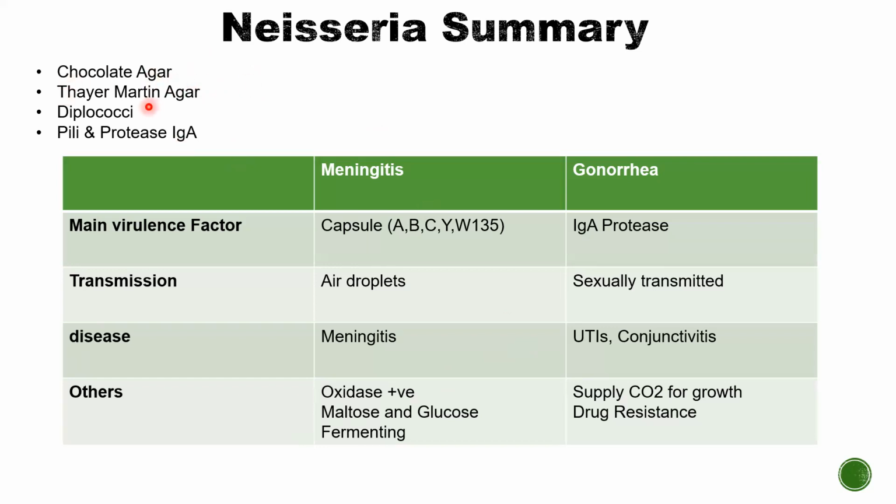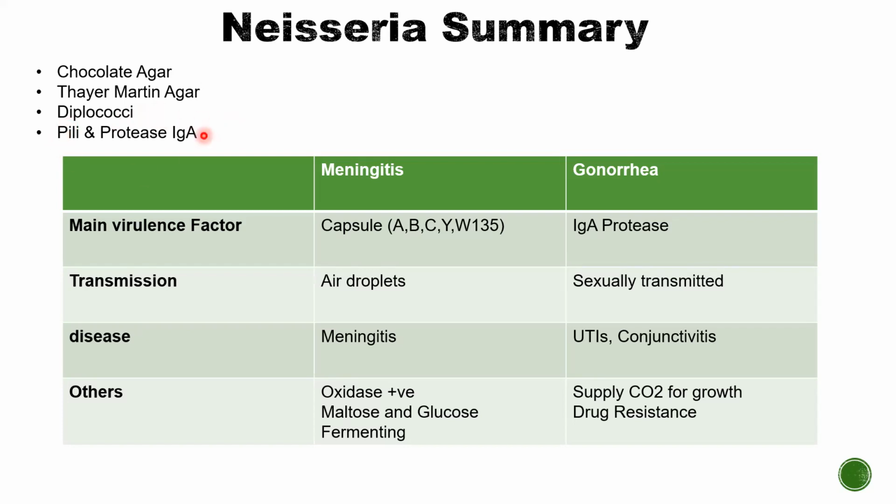So remember, Thayer-Martin, "Martin went to Syria." Okay, so this is very selective for Neisseria species or genus. The chocolate agar is an enriched nutrient agar. So again, what is chocolate agar? It's just heated blood. We heat up the blood, the blood cells lyse, and they release nutrients. So it becomes a really nutrient-enriched medium for growth. It's diplococci, so you see it in twos. Looks like a coffee bean.